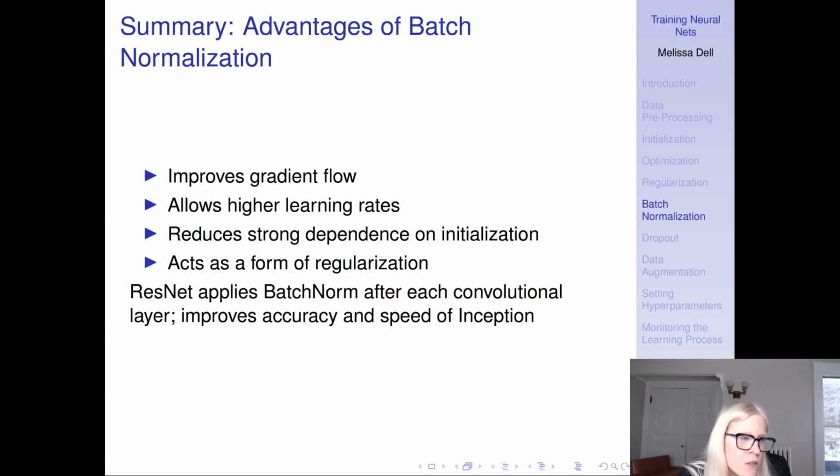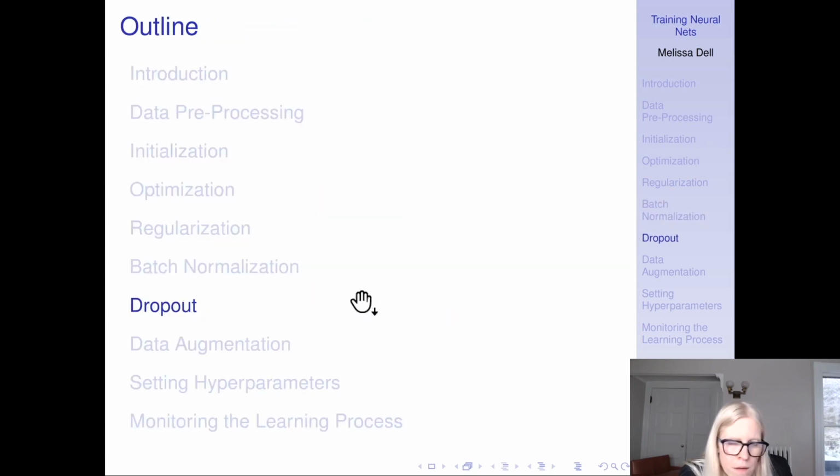So in summary, batch norm improves gradient flow, allows higher learning rates, reduces strong dependence on initialization, and acts as a form of regularization. If you go back and look at the ResNet architecture that we covered a couple of weeks ago, you'll see that it applies batch norm after each convolutional layer, which improves accuracy and speed. All right.